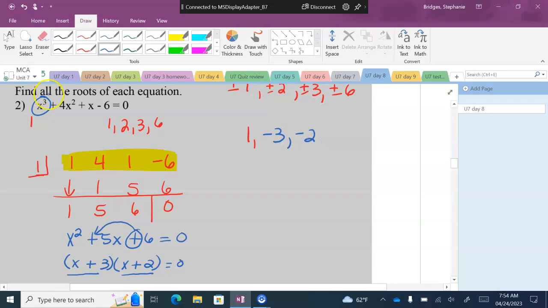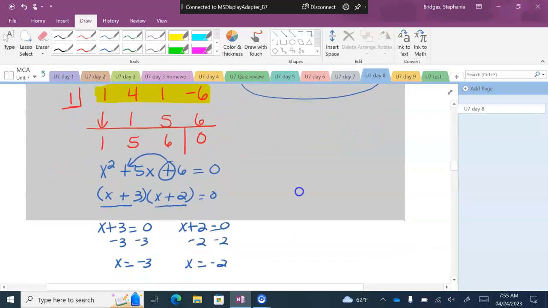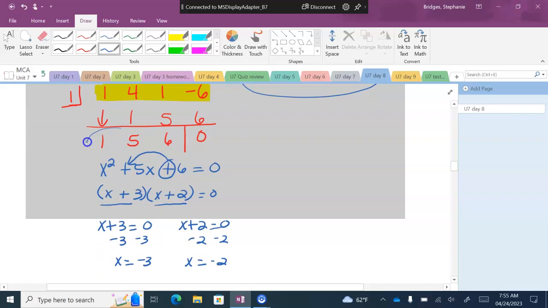Did I have the number of solutions I'm supposed to have based on my exponent? Yeah. Does that make a little bit of sense? Say that one more time. No, because we took what we had left right here, the 1, a 5, and a 6. We wrote our equation x squared plus 5x plus 6. We were able to factor that, so we know that we can.